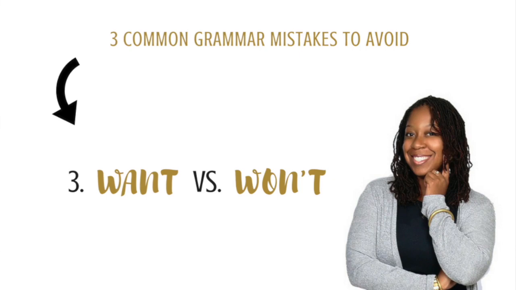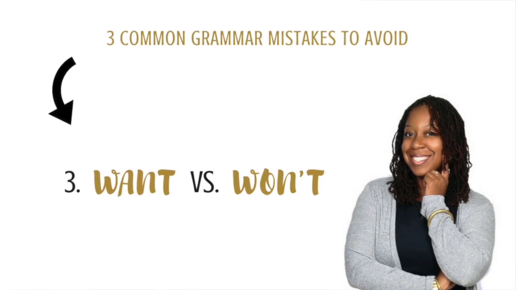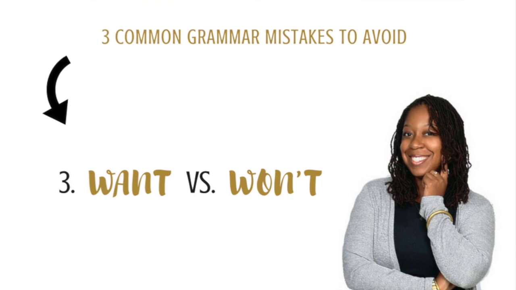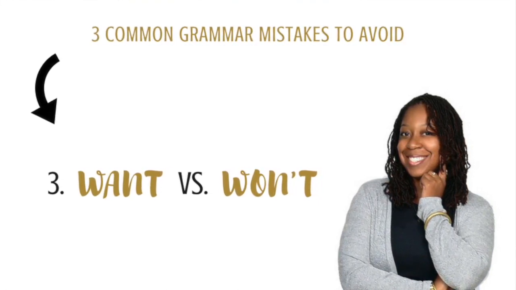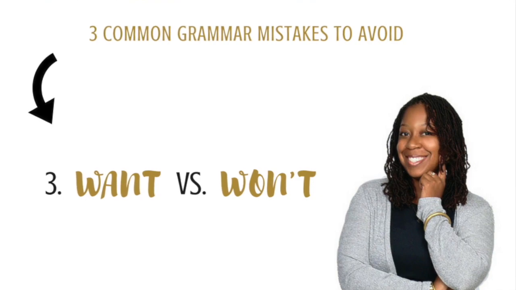So to avoid that common grammar mistake, O-U-R is talking about something that belongs to someone. A-R-E is talking about a present tense. Okay, that's the difference between our and are. And the third common grammar mistake that we can avoid is not knowing the difference between want, W-A-N-T, and won't, W-O-N-T. 2 different words. Let's talk about it.